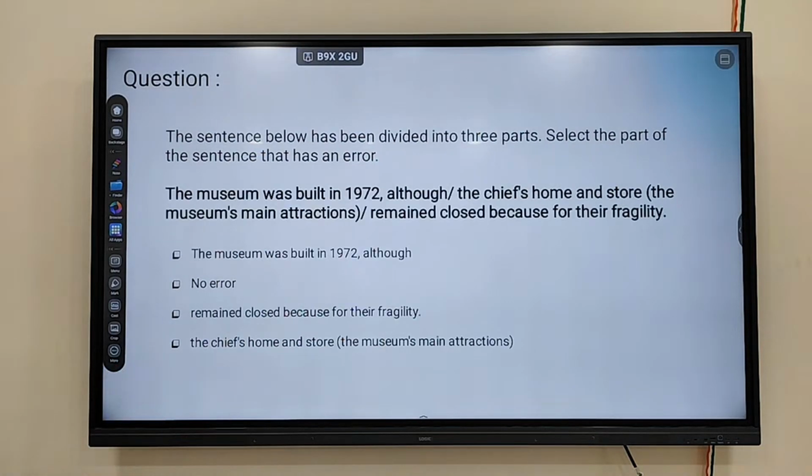The museum was built in 1972, although the chief's home and store remained closed because of their fragility. Was built, remained closed, although the chief's home and store. What doesn't sound good in this sentence?